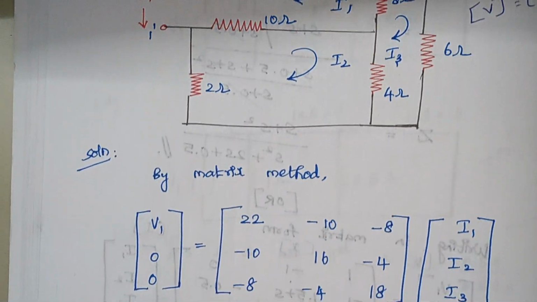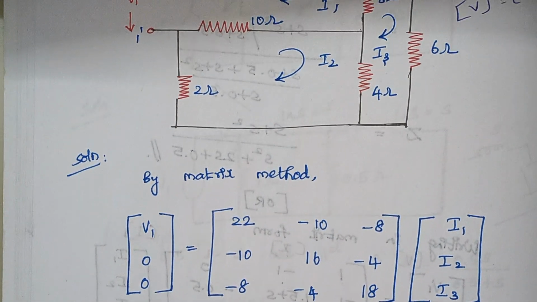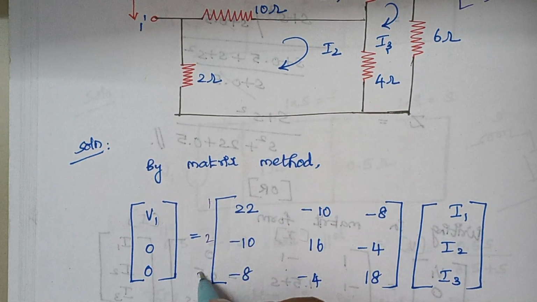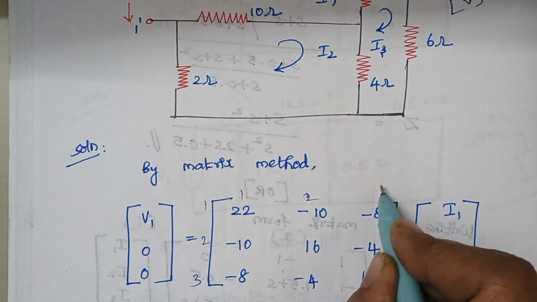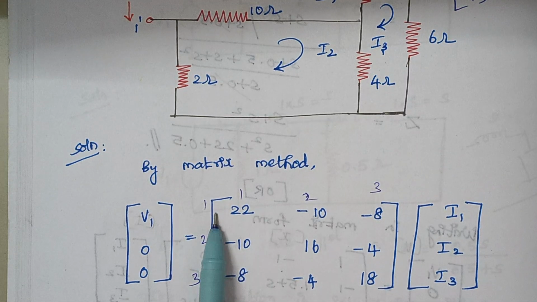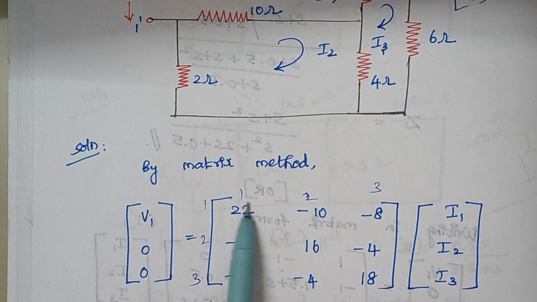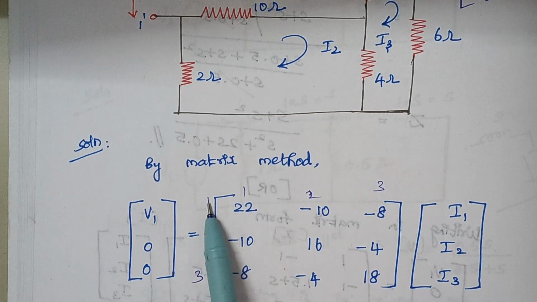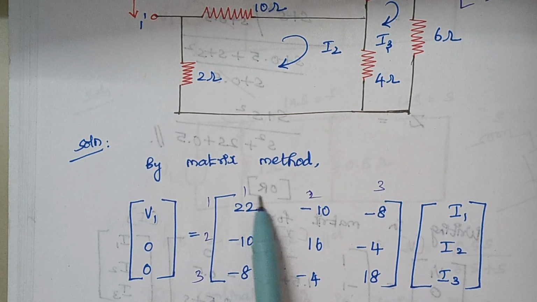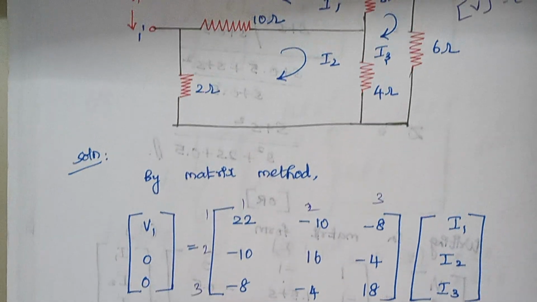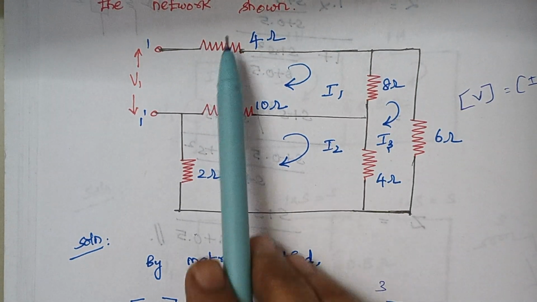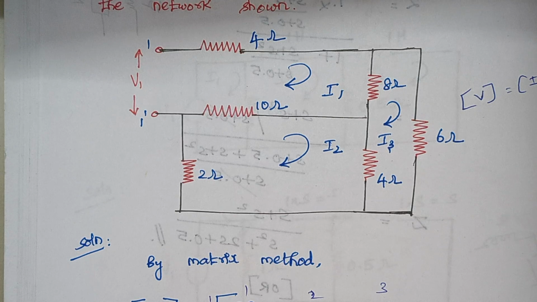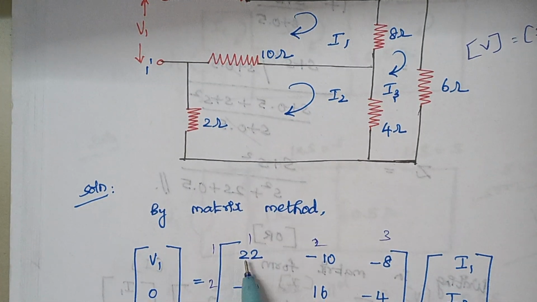So, how to write the values? I believe you know, but let me explain. The diagonal elements cover the sum of the resistor values in that particular loop. For example, this is 1, 1, the sum of resistors in the first loop. Totally we have 3 resistors, so when you add 10 plus 4 plus 8, that gives 22. So this is what I have written here.